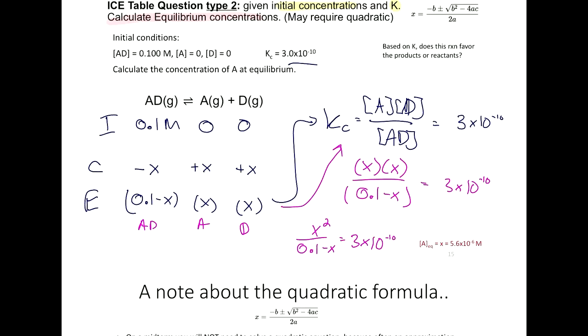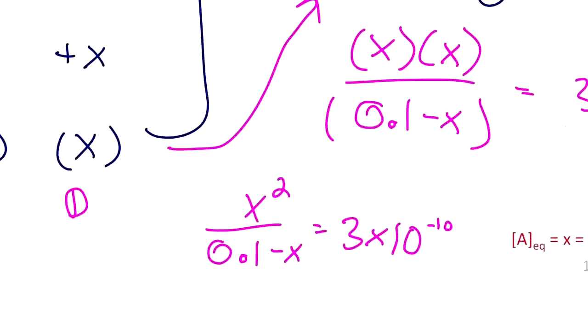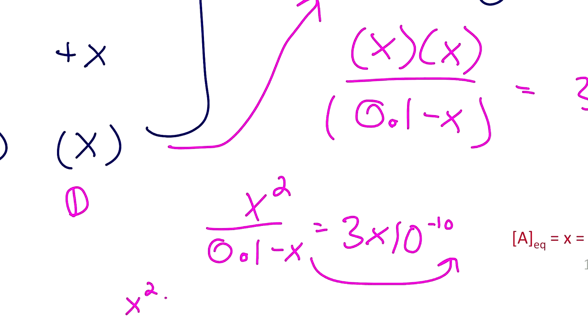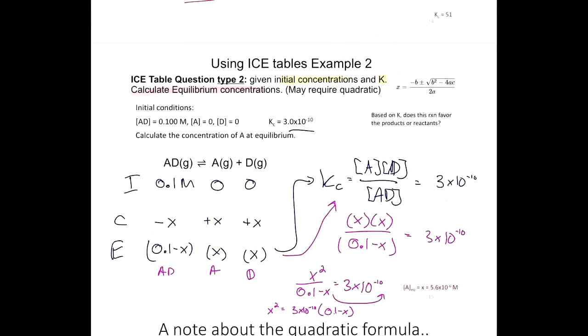So if you look at this expression, you can solve this. There's just one variable. You can solve it, but unfortunately, it requires the quadratic formula. If you move this term over here, you get x squared equals 3 times 10 to the negative 10 times 0.1 minus x. And if you distribute that coefficient, you get the quadratic formula, all right? So I don't know about you, but do you want to do the quadratic formula on the exam? Do you want to spend time doing that?